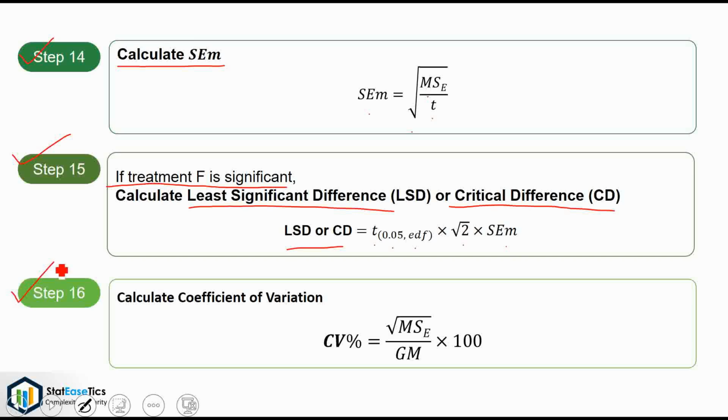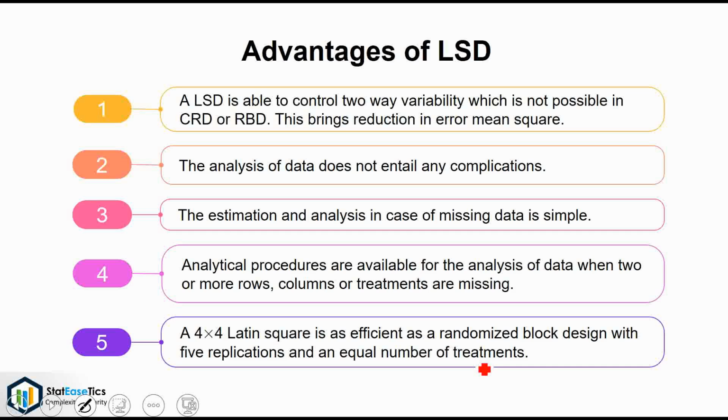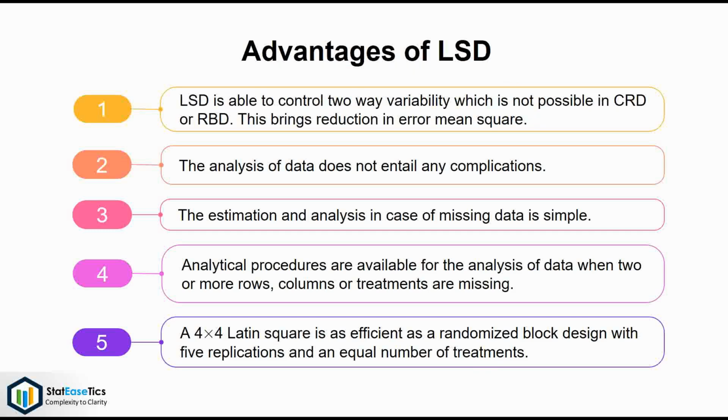Step 16 is calculate coefficient of variation, that is CV% is equal to root MS of error divided by general mean into 100. Now let's see the advantages of LSD. LSD is able to control two-way variability which is not possible in CRD or RBD.